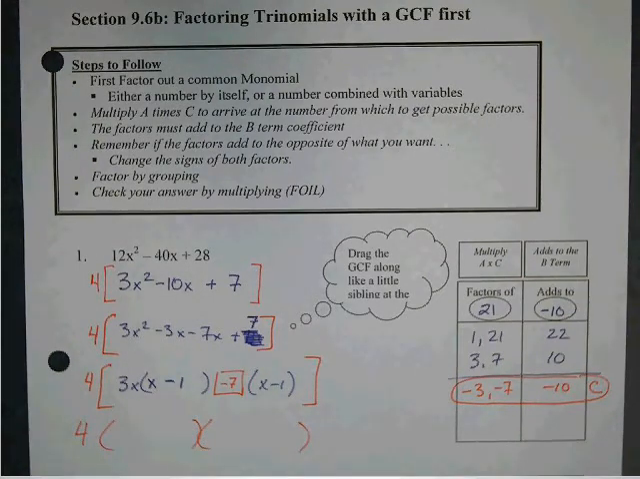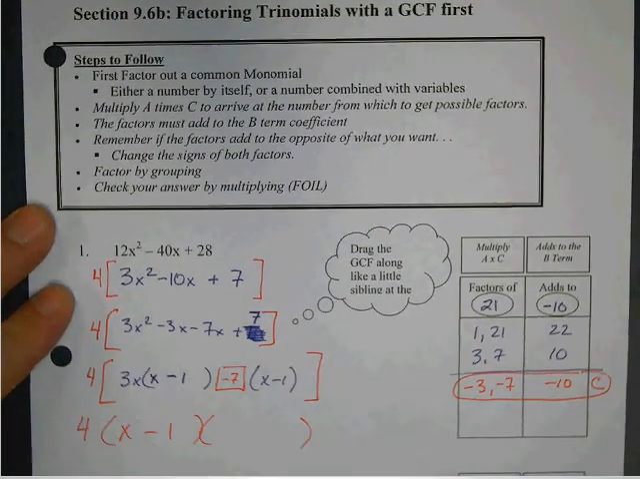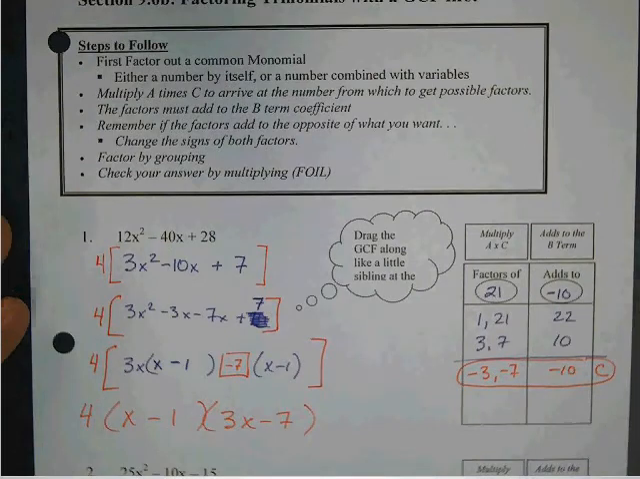And now we write our answer. What goes in the 2 parentheses? What's the first binomial? X minus 1. X minus 1 is the first one. Doesn't have to be, but it's fine. If x minus 1 is the first one, someone tell me the second one. 3x minus 7. Good.